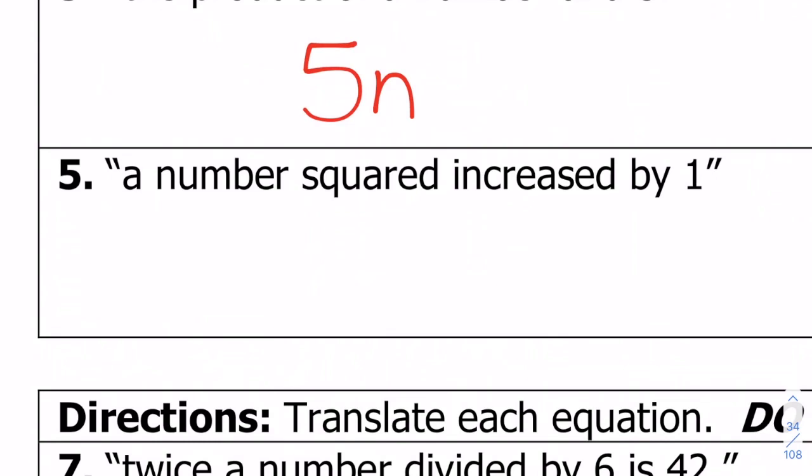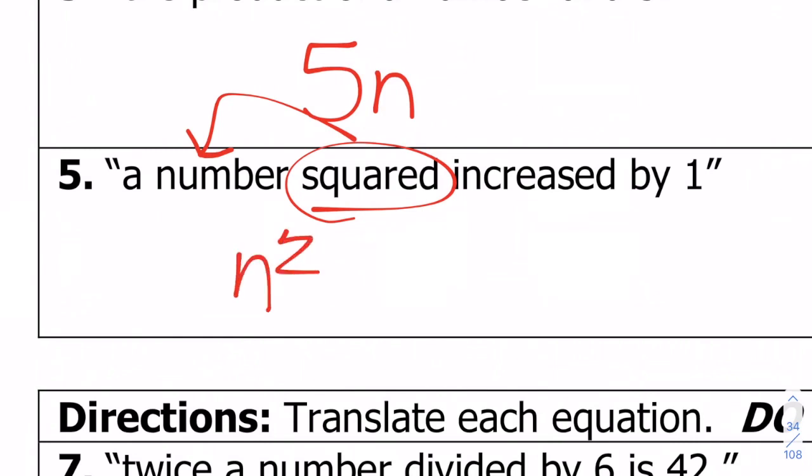Number 5. A number squared increased by 1. There are two operations that are taking place in this expression. Squared means that I will be raising to the power of 2, and increased means I will be adding. So, what is being squared? A number. Therefore, this will look like n squared. Increased means I will be adding, so n squared plus 1.